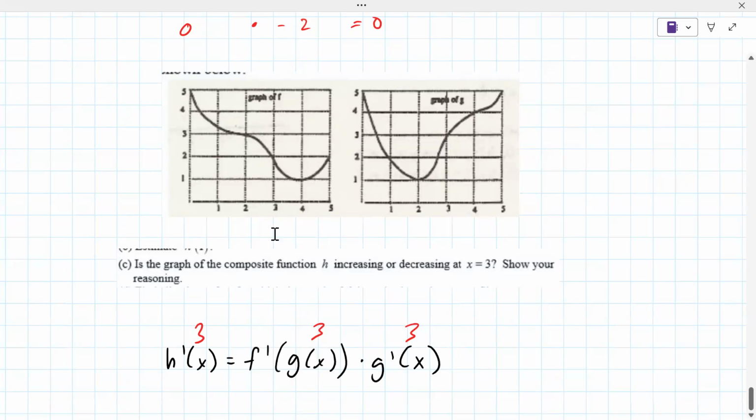Okay, so now f prime of three, and try to think of it in terms of positive or negative. Is the derivative positive or negative there? The tangent line at three, is it positive or negative? Negative. So overall it's negative. How about g prime of three? What's the tangent line at three? Positive. So a negative times a positive is negative, which is less than zero, which means it's decreasing.